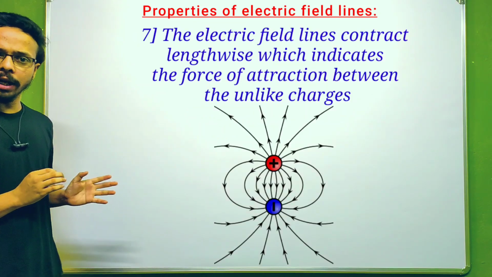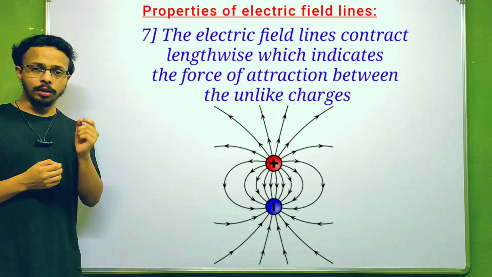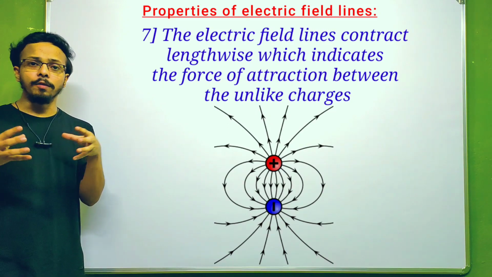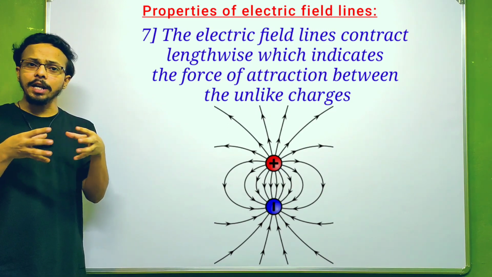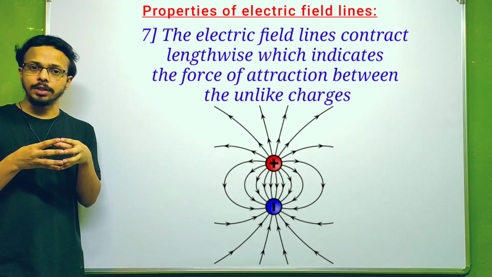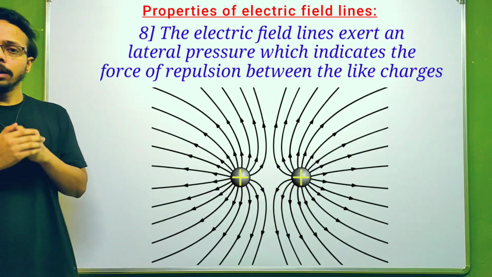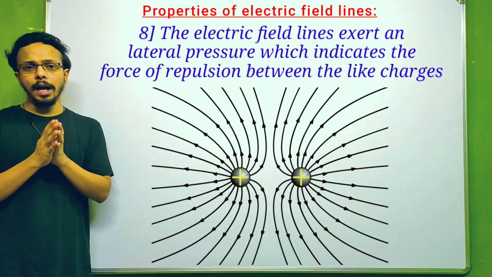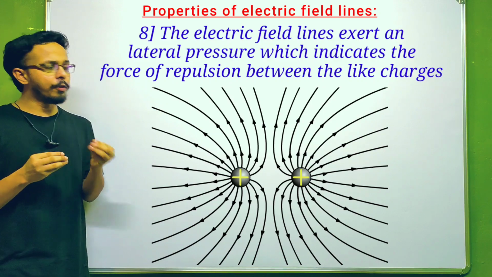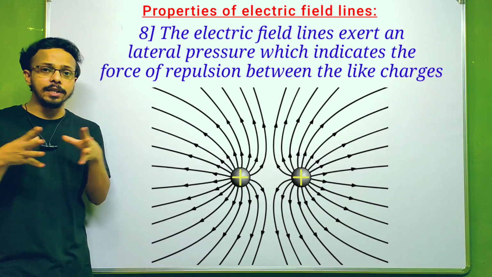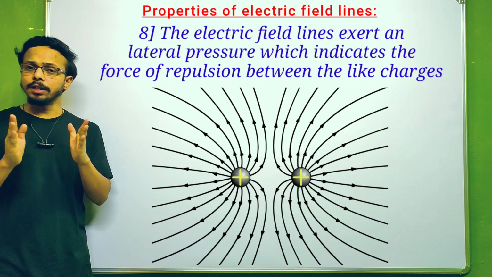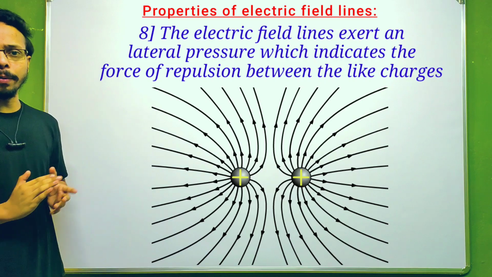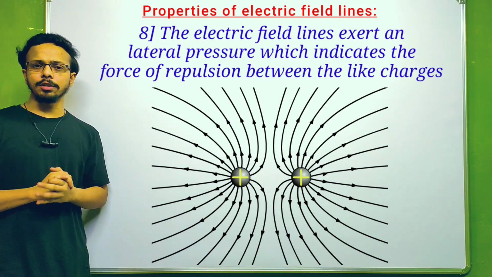And as we already know, the electric field lines due to a pair of equal and unlike charges contract lengthwise, which indicates there is a force of attraction between the unlike charges. Okay, and the next property: the electric field lines due to a pair of equal and like charges exert a lateral pressure, which indicates there is a repulsive force between them. Okay, so these are a few properties of electric field lines or electric lines of force.